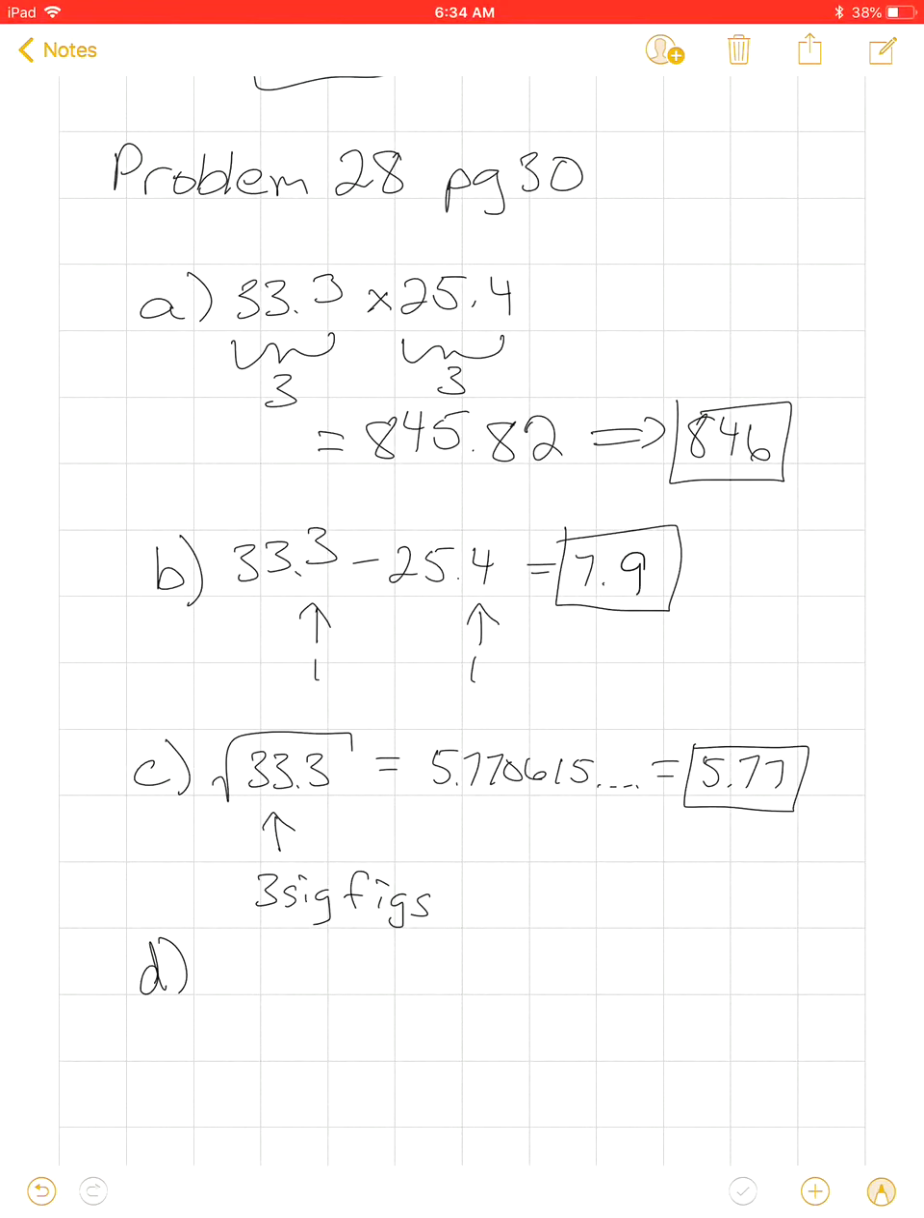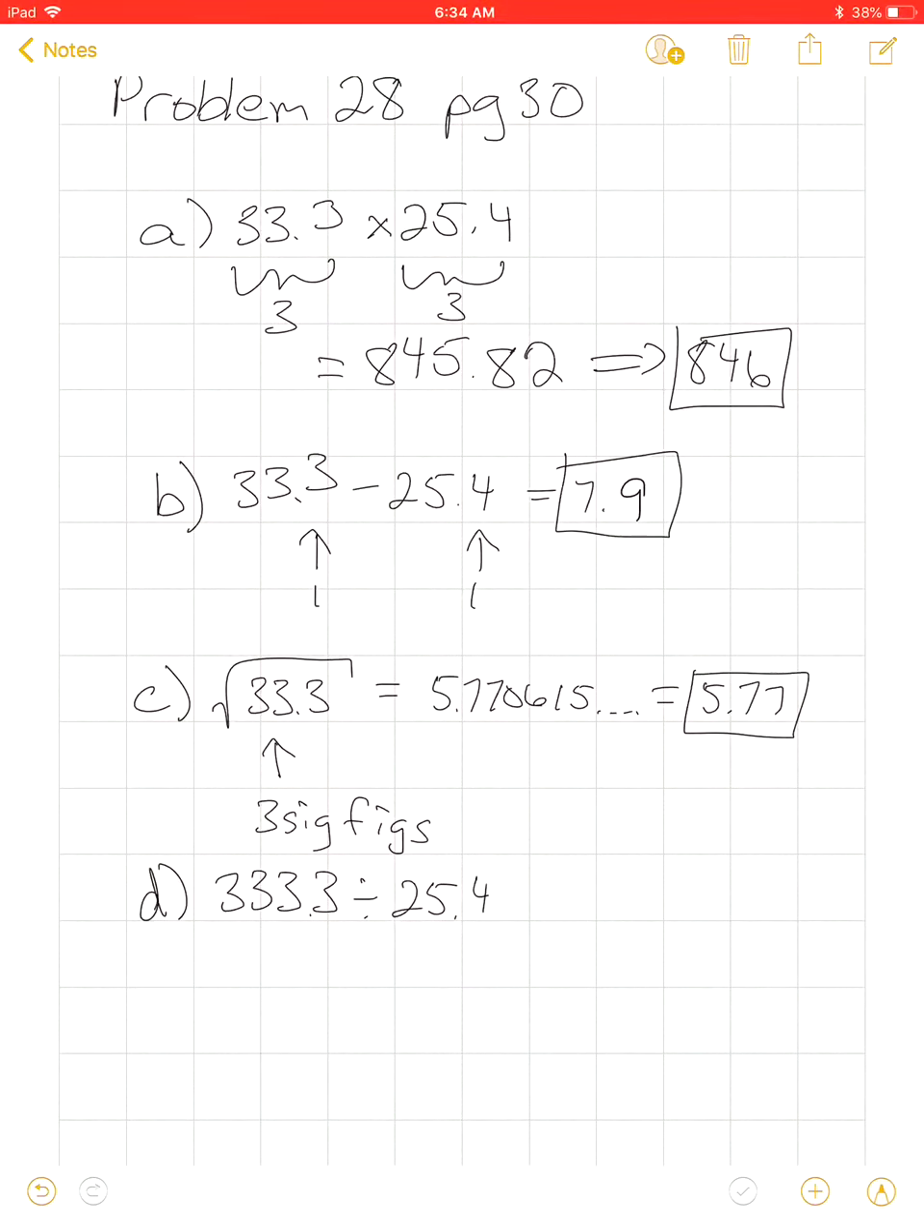Part D, we have 333.3 divided by 25.4. Okay, so now we actually have a difference in some of these. This one has 3 sig figs. This one has 4. Since this is multiplication or division, we're going to look at the total number of sig figs, and we're going to choose the smallest one, so in that case it would be 3. When I perform this operation on my calculator it gives me 13.122047, and we want 3 sig figs, so I would put down 13.1.